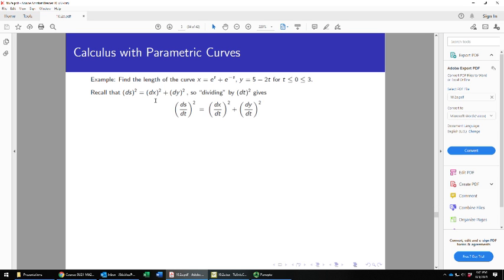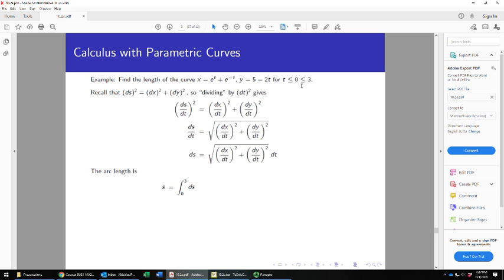So now we're going to, quote-unquote, divide everything by dt squared to give us this relationship, and now solve for ds. We'll take the square root of both sides and then multiply by dt. Quote-unquote multiply, just changing the derivative notation into its equivalent differential notation. So now we've got the differential with respect to arc length in terms of the differential with respect to time. So now we can do the arc length.